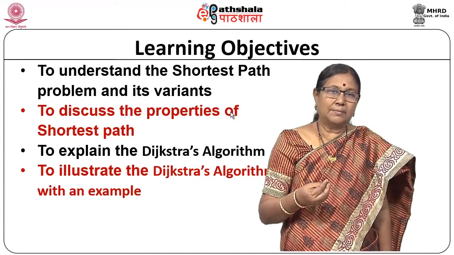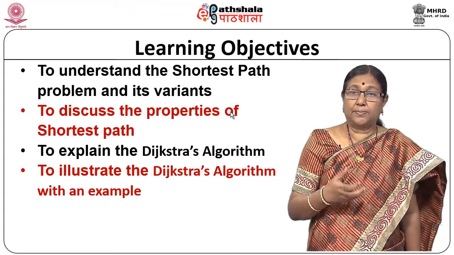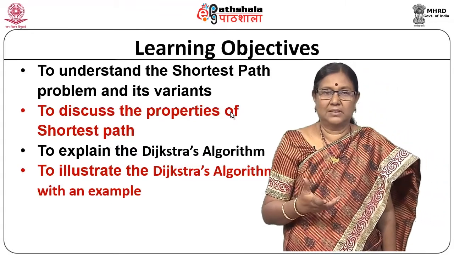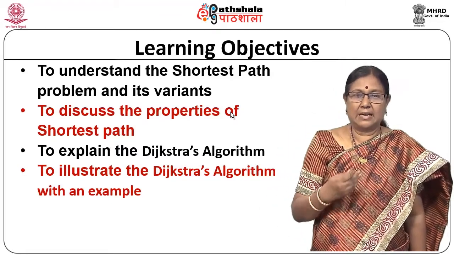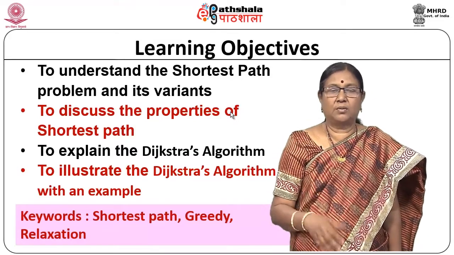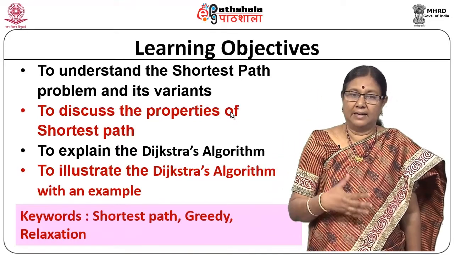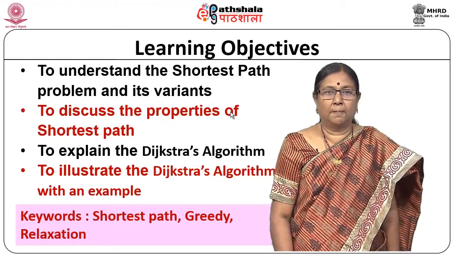Then we are going to look at some important properties of shortest path. Then we are going to explain Dijkstra's algorithm, which is a very popular algorithm for shortest path, and we are going to illustrate Dijkstra's algorithm with an example. So, the terms associated with this are shortest path, greedy algorithm and relaxation. We will talk about what a relaxation is as we go along.